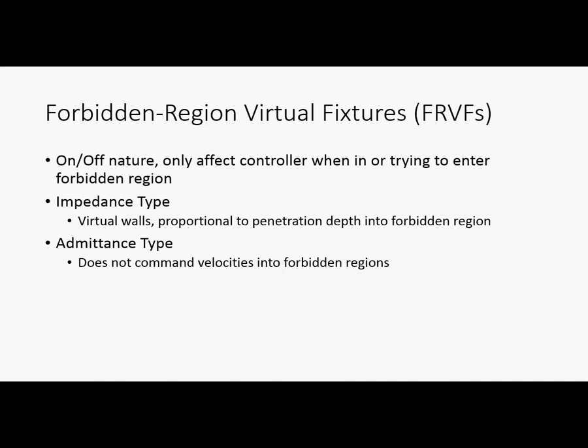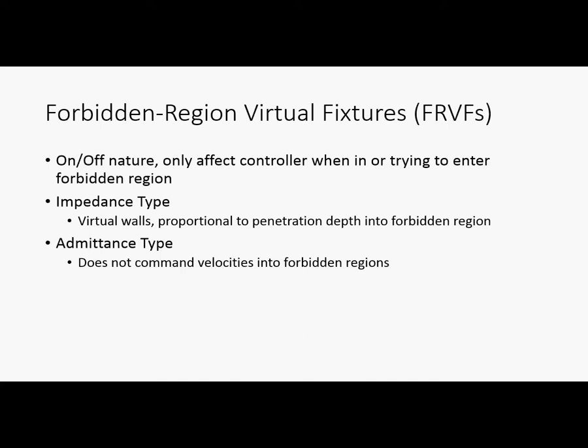The other type that they talked about is forbidden region virtual fixtures, and this pretty much works on or off. When you're either entering or trying to enter a forbidden region, that's when it becomes active. When you're not in a forbidden region, it doesn't do anything to the system. For impedance types, it's a virtual wall, and it's proportional to how far into the region you've gone. So the further you go in, the more it will try to push you out. While if you're just on the boundary, it's not going to try too hard to push you out of the forbidden region.